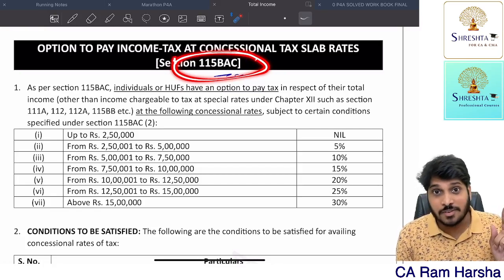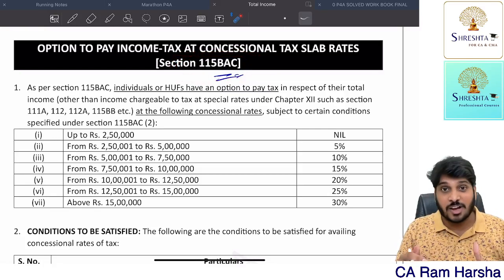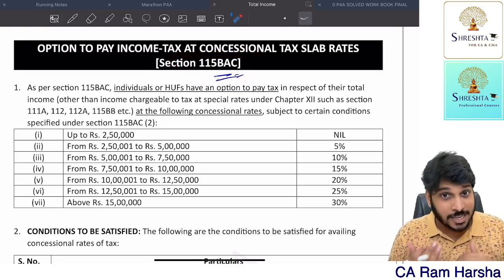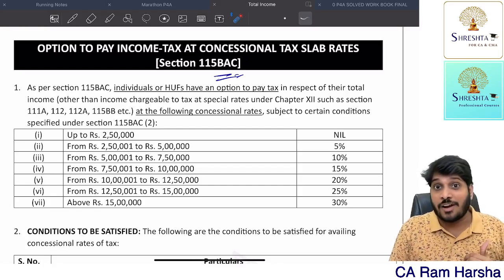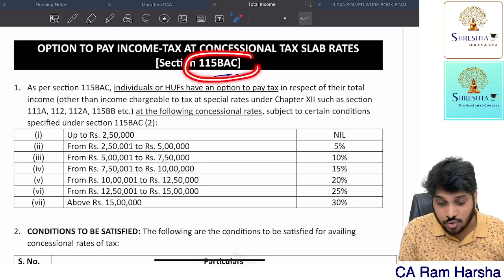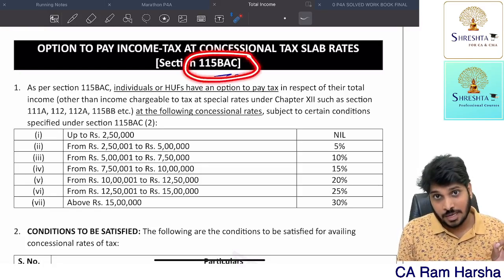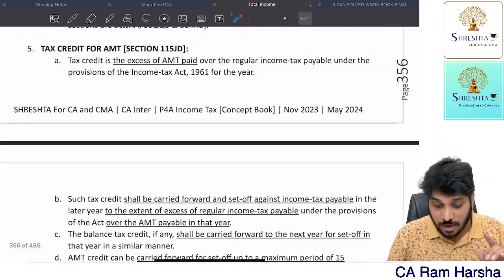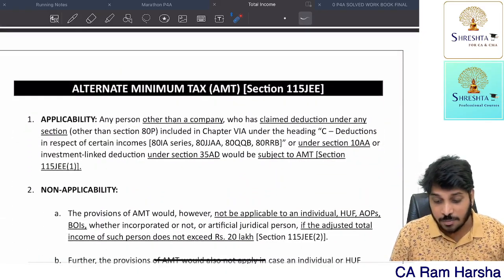Like in the first chapter, we have seen basic exemption 2.5 lakhs, 2.5 to 5 lakhs at 5%, 5 to 10 lakhs at 20%, beyond 10 lakhs at 30%. Senior citizen up to 3 lakhs, super senior up to 5 lakhs, tax is 0. That will not apply if the assessee has chosen 115BAC. Anyhow, I'll come back to 115BAC later. First, let me focus on 115JC, alternate minimum tax.